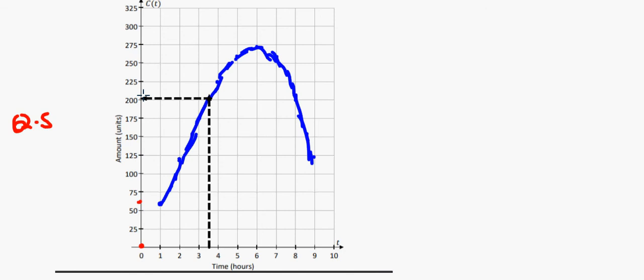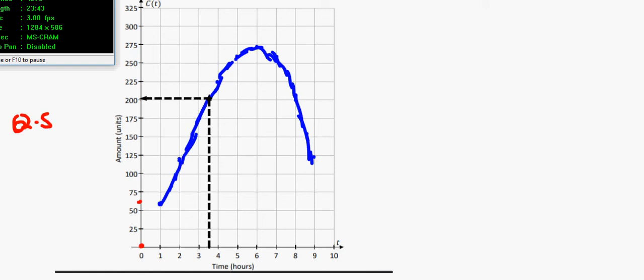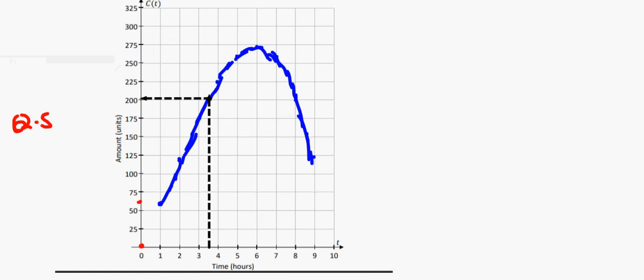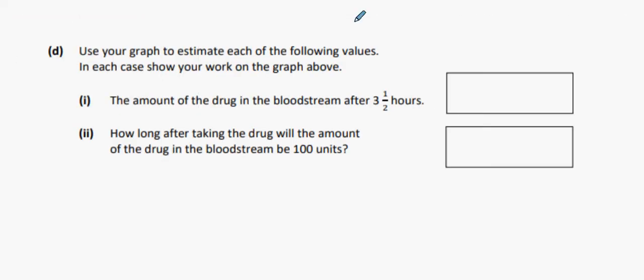Anybody else getting 200 or just below? When you draw straight up and straight across? Come on guys, help me out. Okay, so what I've been told is somewhere in the range, some people are saying 190, some people are saying 200. Depends on if there's a slight wobble in your graph or not. Both answers should pick you up full marks.